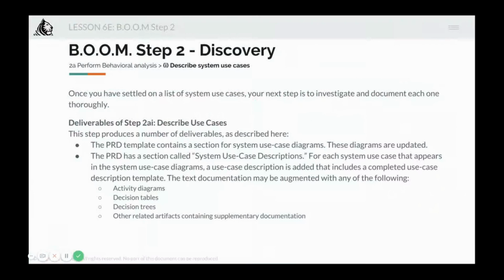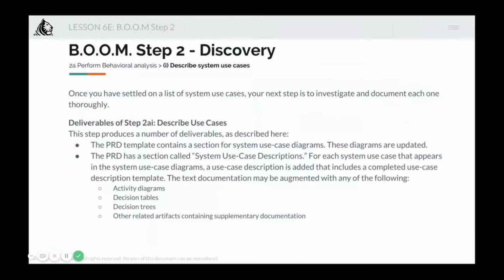right? So what are the deliverables of this step 2A1, which is describing the use cases? This step produces a number of deliverables. The PRD template contains a section for system use case diagrams. These diagrams are updated. Okay. If you remember, just a quick recall, the PRD template refers to the template that I have shared in part one of this unit. Also, the PRD has a section called system use case descriptions. Right? For each system use case that appears in the system use case diagrams, a use case description is added that includes a completed use case description template.